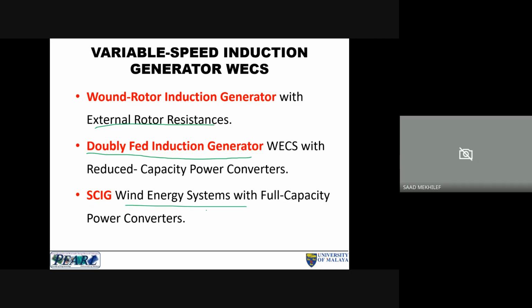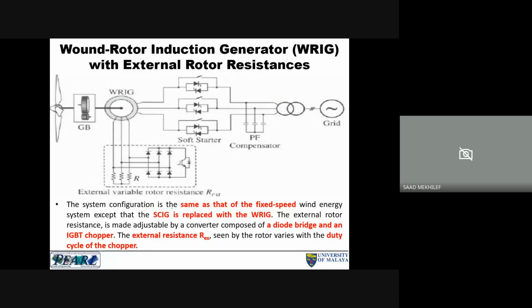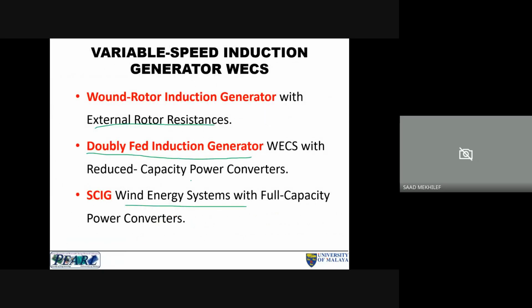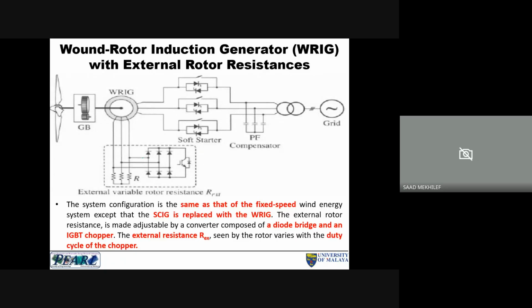Looking into the first one, the wound rotor induction generator. Here we can see the gearbox and the external variable rotor resistance, with an additional converter for control. Then again we have the soft starter, and the rest, the transformer and the grid.